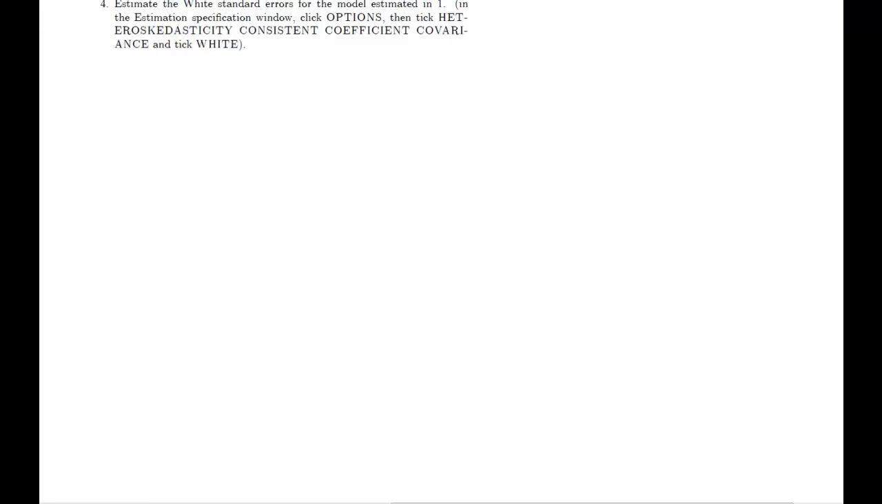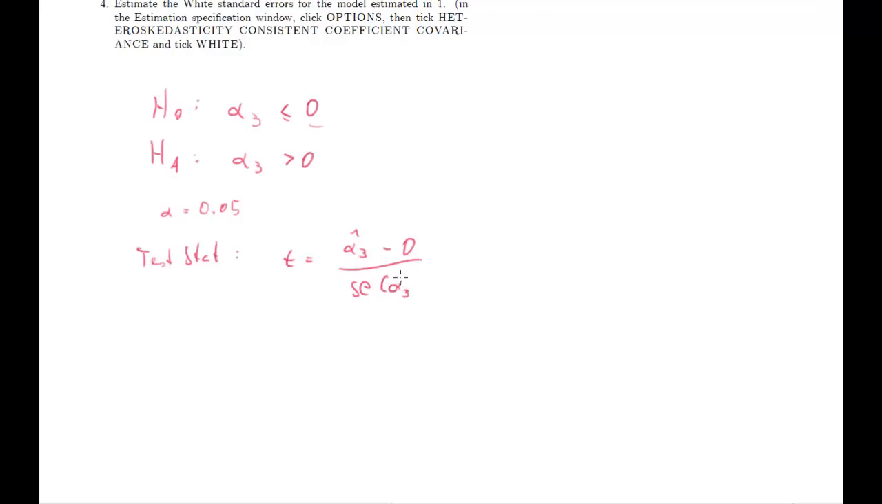So we are going to test the following hypothesis. The null is alpha 3 is smaller or equal to 0, and the alternative, we'll do a one-sided test here, that alpha 3 is larger than 0. Let's say we use an alpha of 0.05, again because we are boring, and what we now need is a test statistic, and we use our t-statistic. So we need alpha 3 hat minus 0, that's from the null hypothesis, divided by the standard error of alpha 3 hat. But we're going to use the White standard error.